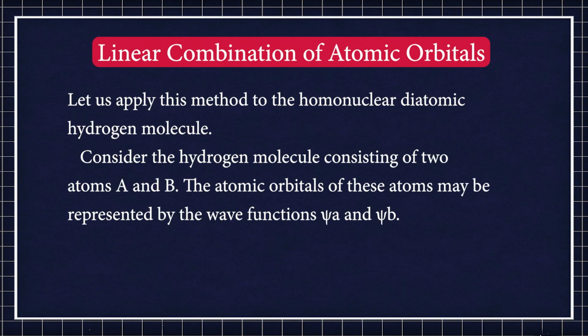Now, let us apply this method to the homonuclear diatomic hydrogen molecule. Consider the hydrogen molecule consisting of two atoms A and B. Each hydrogen atom in the ground state has one electron in the 1s orbital. The atomic orbitals of these atoms may be represented by the wave functions psi A and psi B.